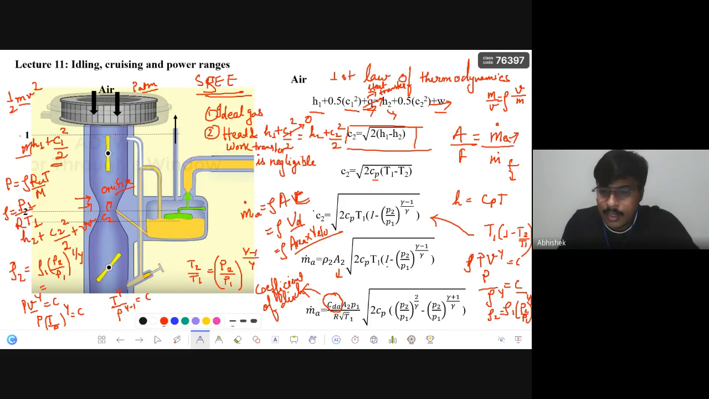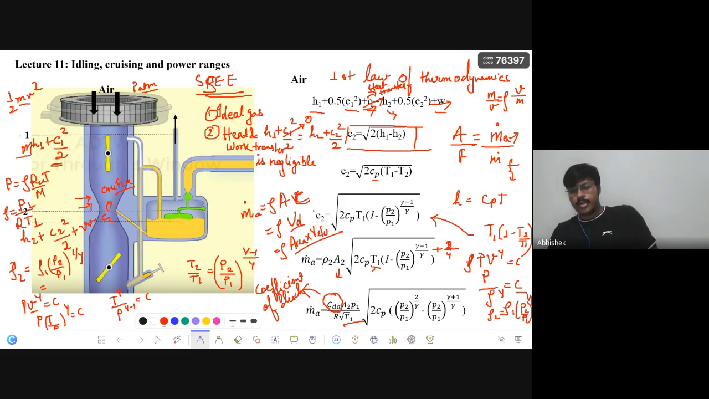The T from inside the root comes outside, so it will be root over T. That is why in the denominator you can find root T1. And the ratio P2 by P1 to the power 1 by gamma goes inside. Here it goes to the square, 2 by gamma, and gamma minus 1 by gamma. So if there is addition of 1 by gamma, we'll get this one. 2 by gamma, because it is going inside the root. So here you get the formula. Everyone understood how the derivation is done?